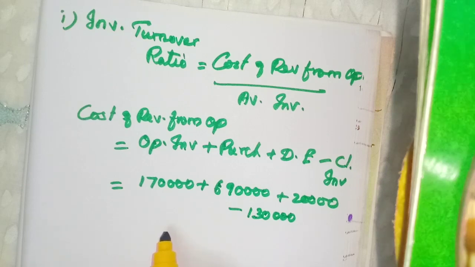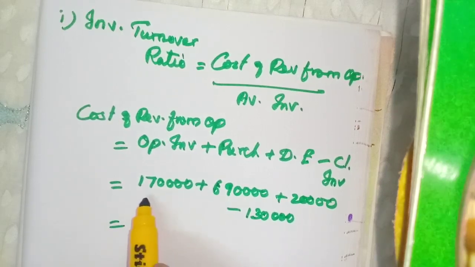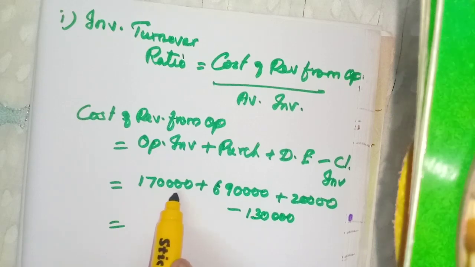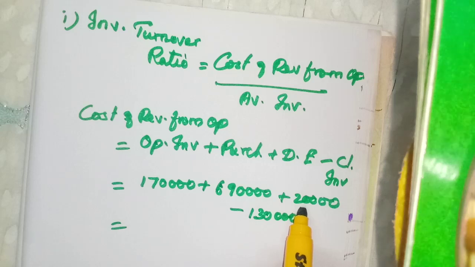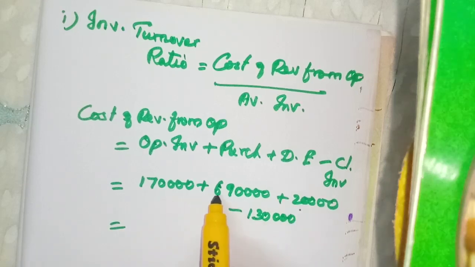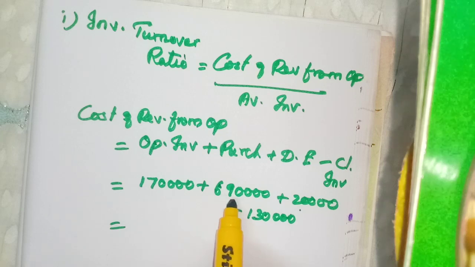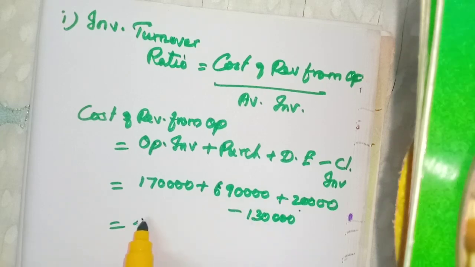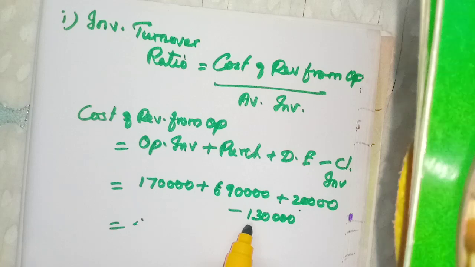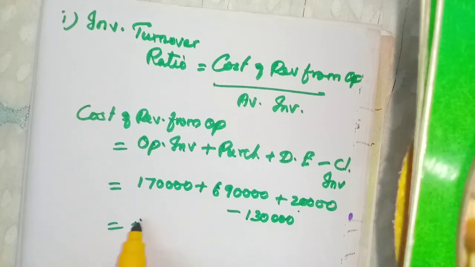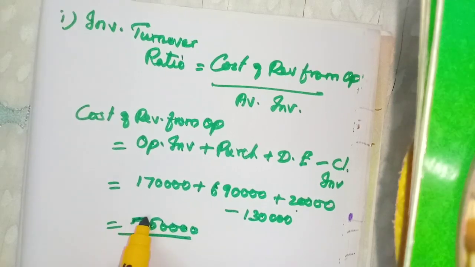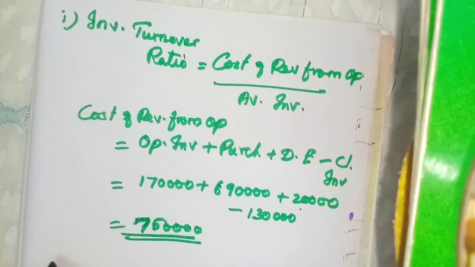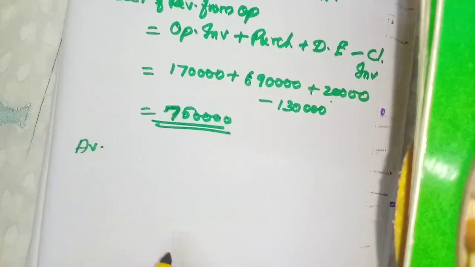Okay, then how much? 1,70,000 plus 20,000 is 1,90,000. 1,90,000 plus 6,90,000 is 8,80,000. Okay, 8,80,000 minus 1,30,000 is 7,50,000. Okay, 7,50,000.